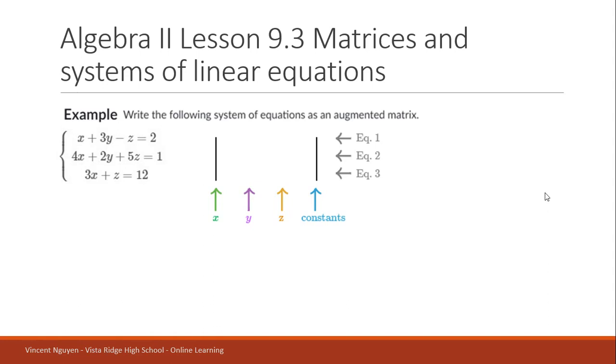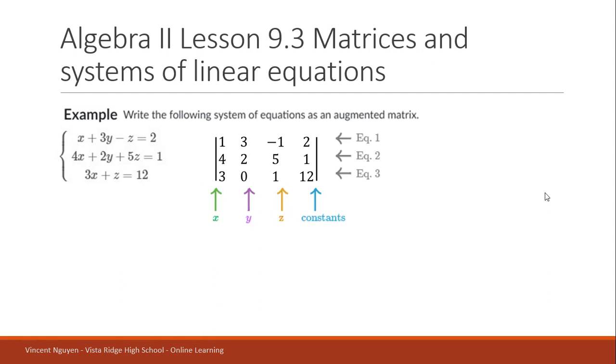So the first row looks to me like 1, 3, and -1, and then 2. Okay, the second row for my second equation would be 4, 2, 5, and then 1. My third row, now notice the x has a coefficient of 3, but the y is not there. So the coefficient for y is actually 0, and then the coefficient for z is 1, and then the constant is 12. So this right here, guys, is called the augmented matrix.